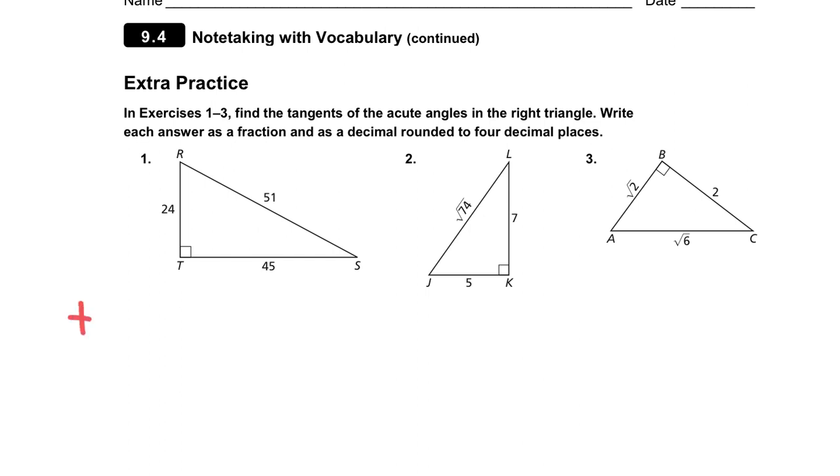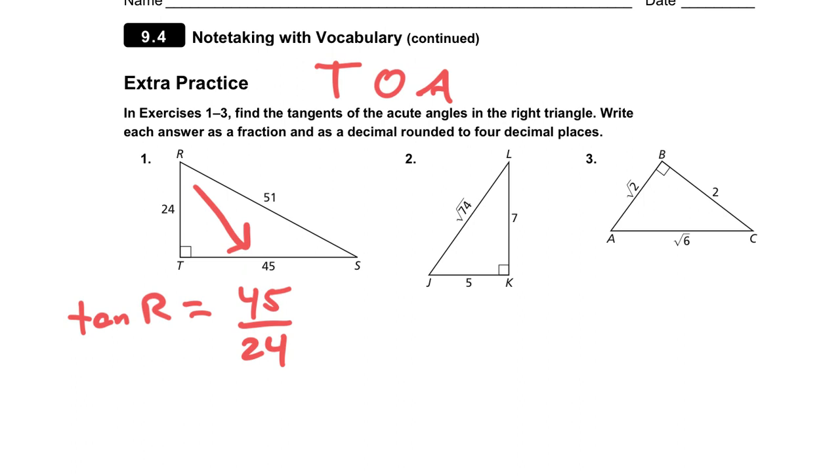So if I want to find the tangent of angle R, I need to know its opposite and its adjacent. So remember, tangent is equal to the opposite over the adjacent. We shortcut that to memorize it as TOA. All right, we'll do the other two trig functions in the next lesson. So the opposite side from R is 45. That's my opposite. And my adjacent is the 24. Now, we want to simplify these fractions. So 45 over 24 is the same thing as 8 over 15.